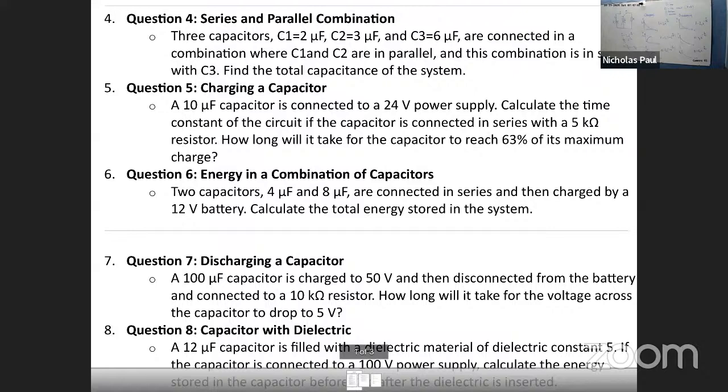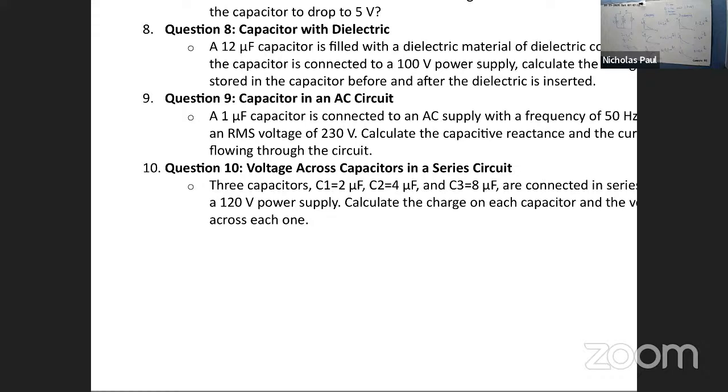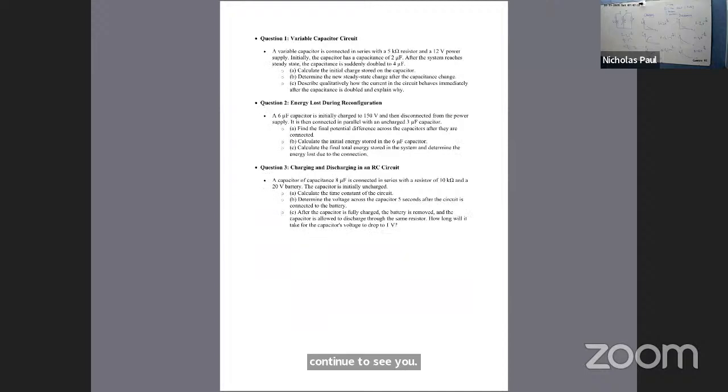Time taken to reach 1 on E of the original value.